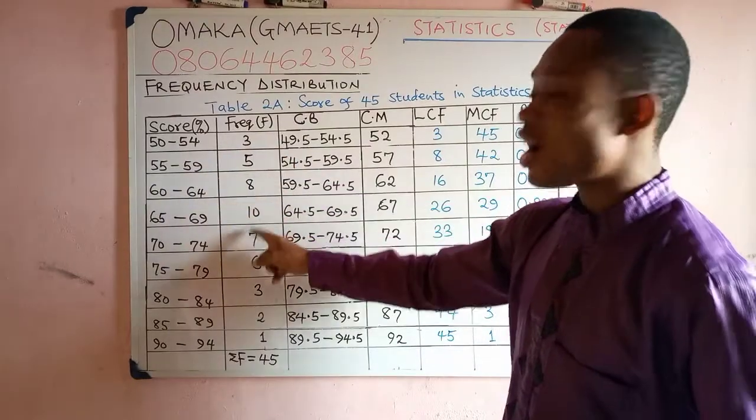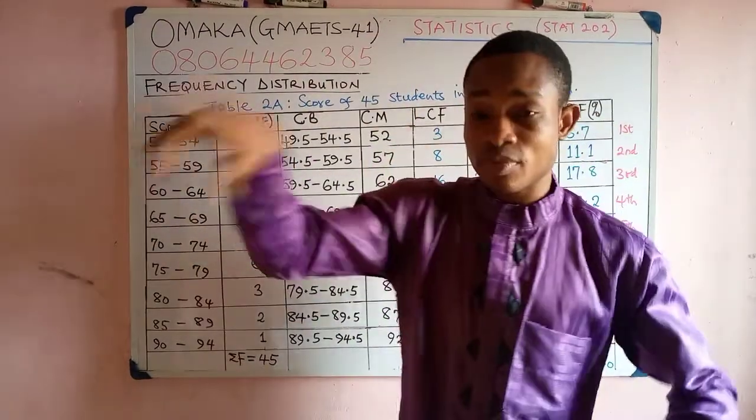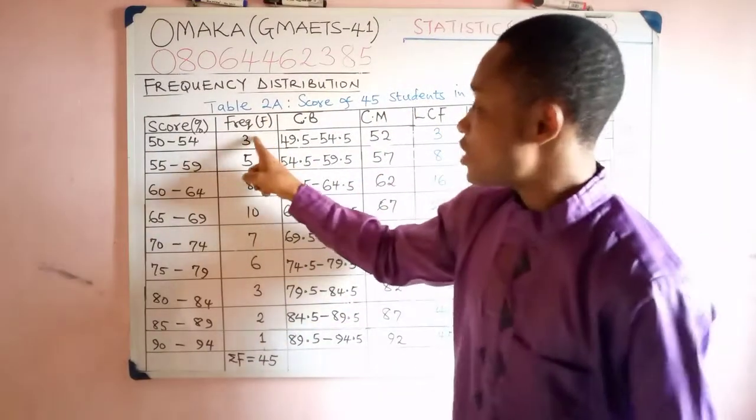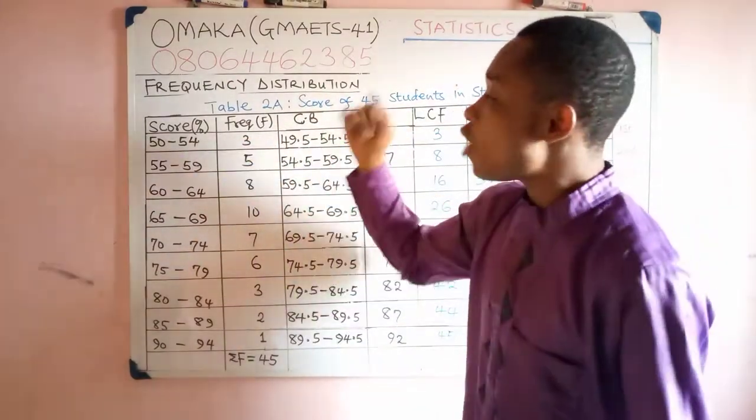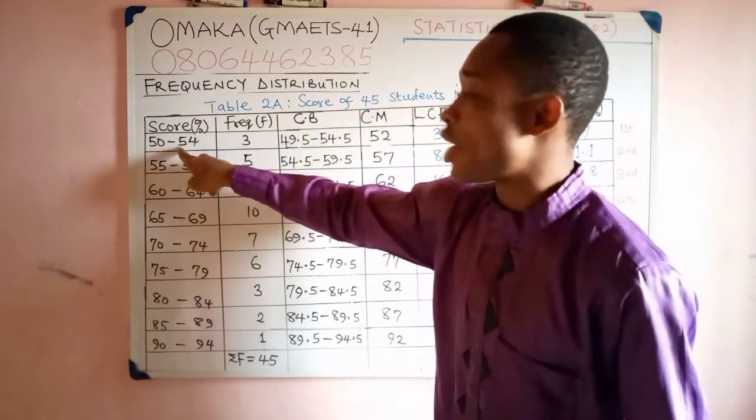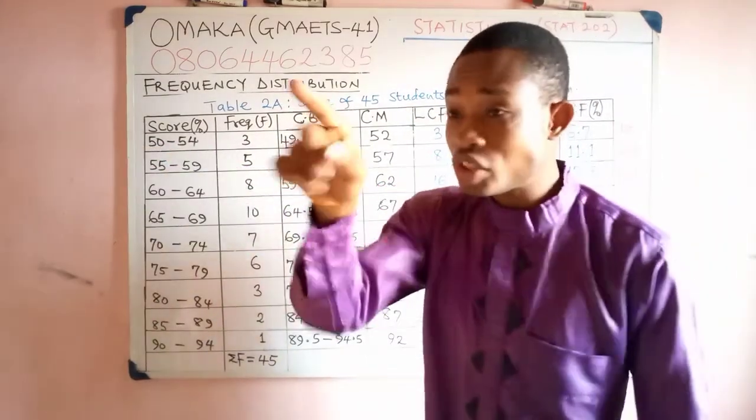Now, frequency, how do you get it? It's very simple. You go to the distribution, to the scores given to you. Like these 3, how did we get it? You go there and start tracing row by row. How many scores fall in this range from 50 to 54? So you check and count.